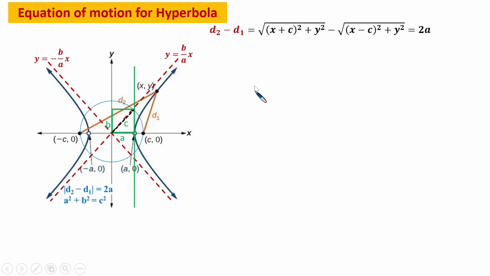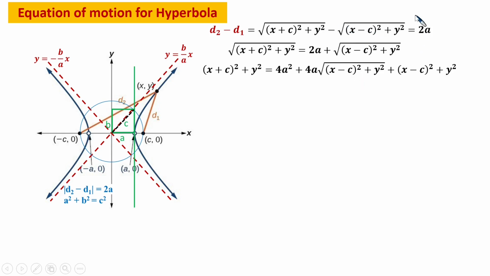So let us use this condition d2 minus d1. This is also very similar to the earlier one. So d2 minus d1 is, this is the point: square root of x plus c the whole square plus y minus 0, y square. So this is the distance d2. Similarly d1 also you can do: square root of x minus c the whole square plus y square, equal to 2a.